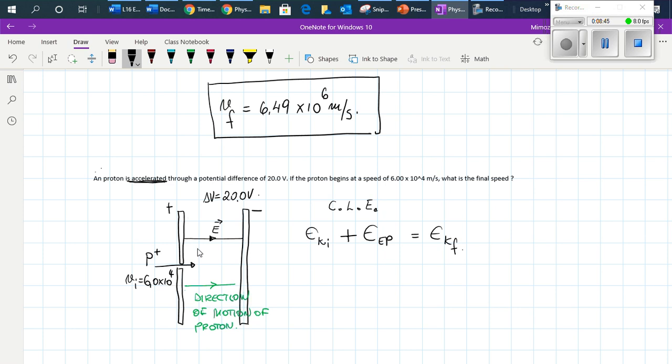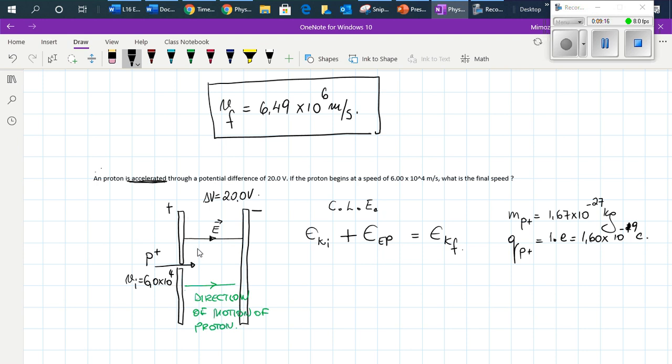the final kinetic energy of the proton. Now, in your data booklet, you have that the mass of a proton is 1.67 times 10 to the power of negative 27 kilograms. Charge of a proton is positive 1 elementary charge, which means that it is 1.60 times 10 to the power of negative 19 coulombs.